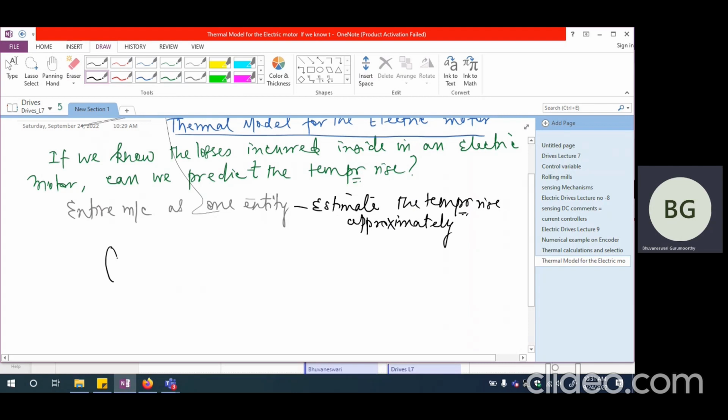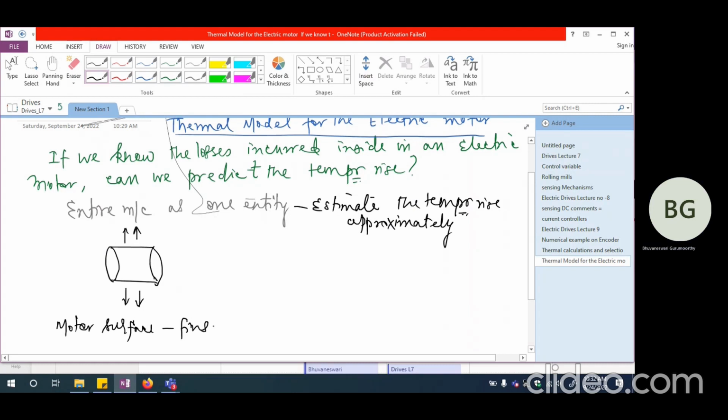So we are going to assume as though a machine is like a cylinder. So this is the machine which is shown in the form of a cylinder. From the surface area, the heat is going to get emitted. If the surface area is larger, it will be able to emit more heat. That is the reason very often the motor surface will have some kind of fins. The fins are actually allowing you to have more surface area.